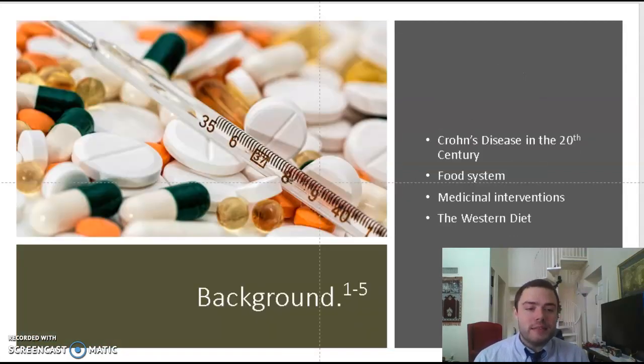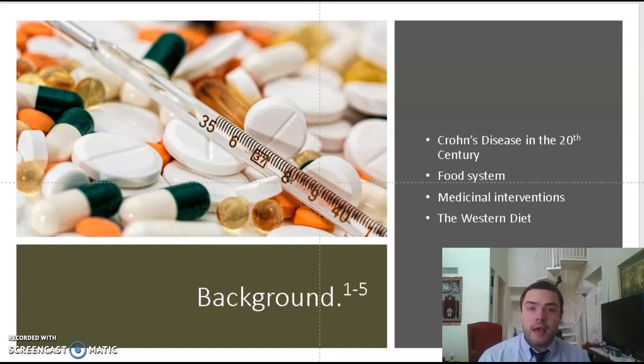In background, Crohn's disease in the 20th century was very rare. It was not a very common disease at this time, and its occurrence was only treated with medicinal interventions. The food system and its increase in processed foods, thereby improving the amount of cheap food available to people, made it easy for Crohn's disease and ulcerative colitis to become present in today's population. And this is not just limited to the United States or Europe. It is rampant in many different parts of the world.